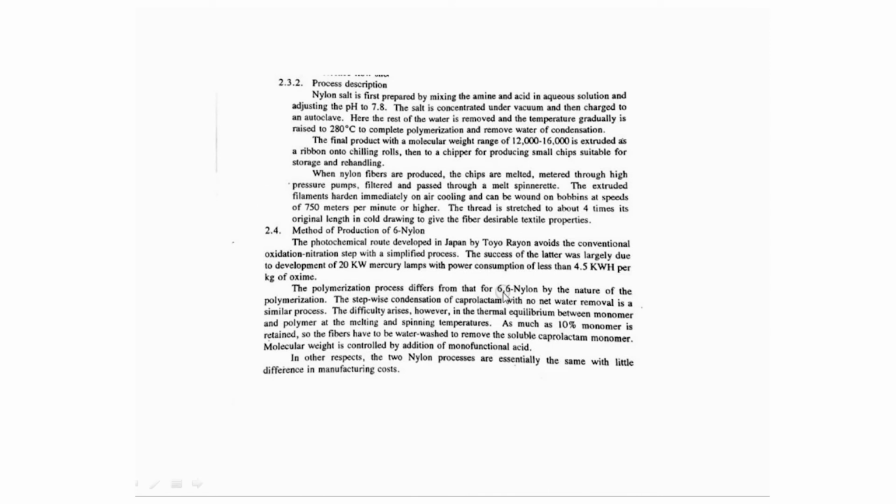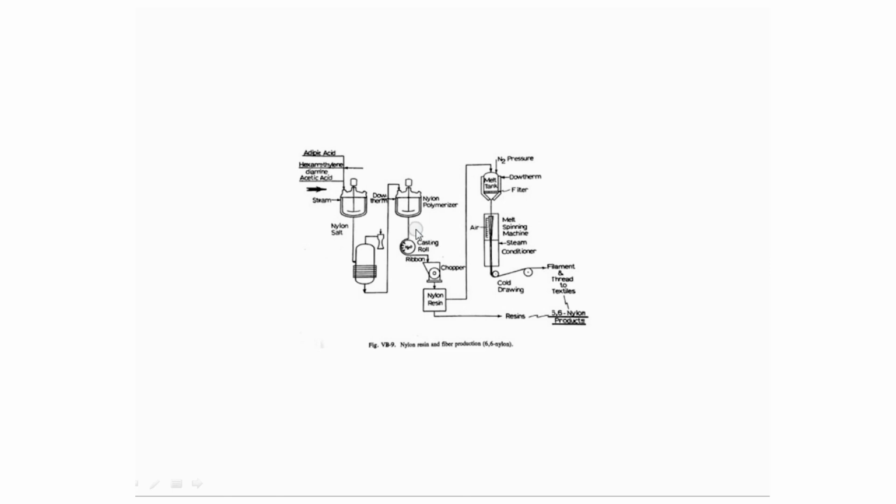We use light, that is the light which is glowing from a bulb, to make this oxygen. And here the company is using lamps to make this oxygen. So here 20 kilowatt mercury lamps were used for this purpose. The polymerization process differs from the 6,6 nylon by the nature of the polymerization. The stepwise condensation of caprolactam with no net water removal is a similar process. So from here the process will be similar.